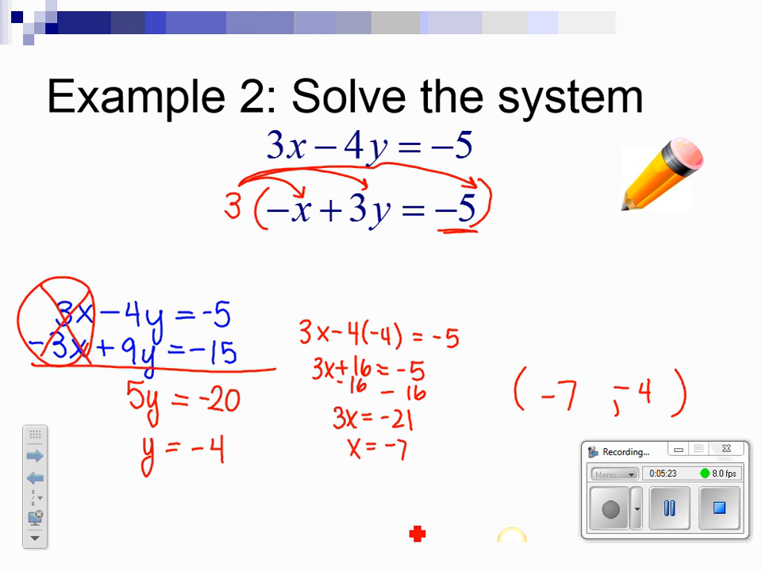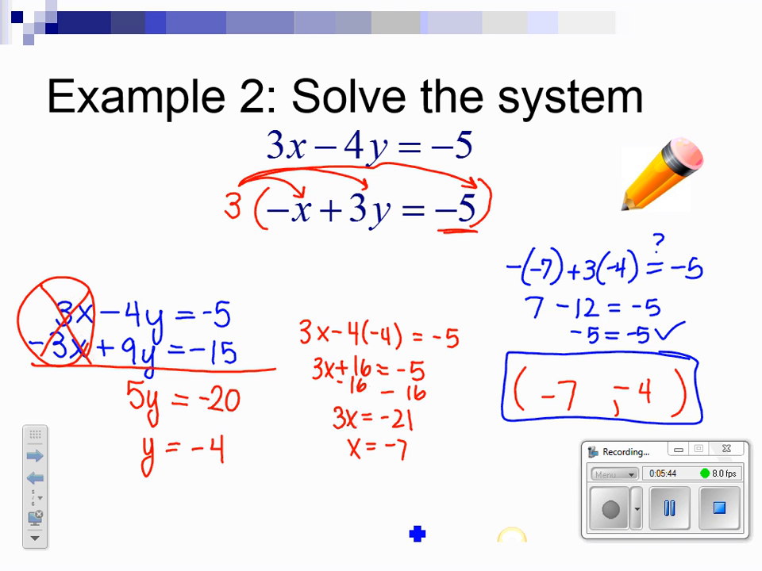So hopefully if this works, it should work in the other equation. So I'm going to plug it into the other equation. I'm going to have a negative 7 plus 3 times negative 4. Does that equal negative 5? So 7 minus 12, does that equal negative 5? Yep, negative 5 equals negative 5. So that is the solution to this system of equations.